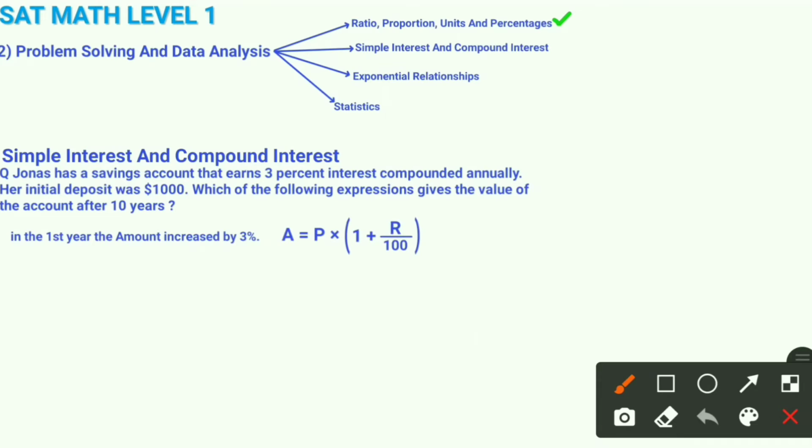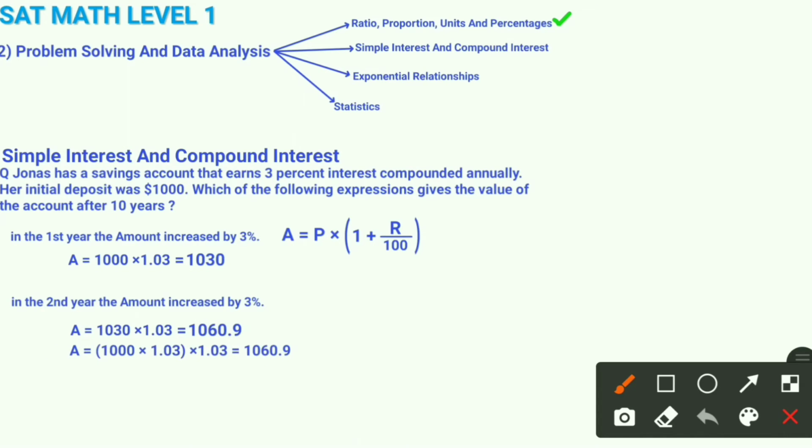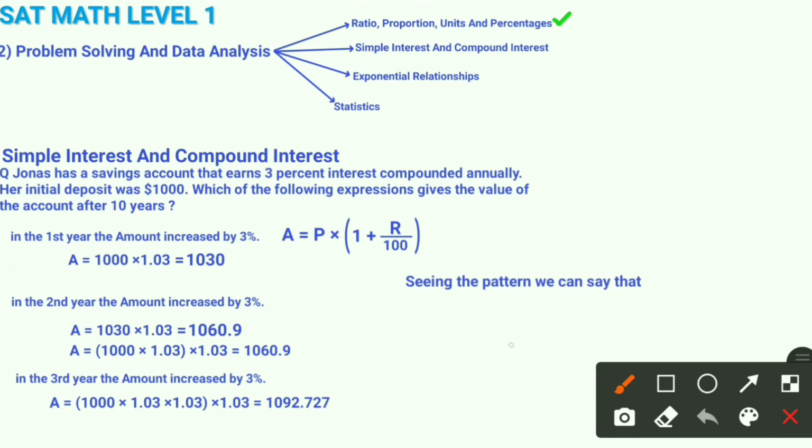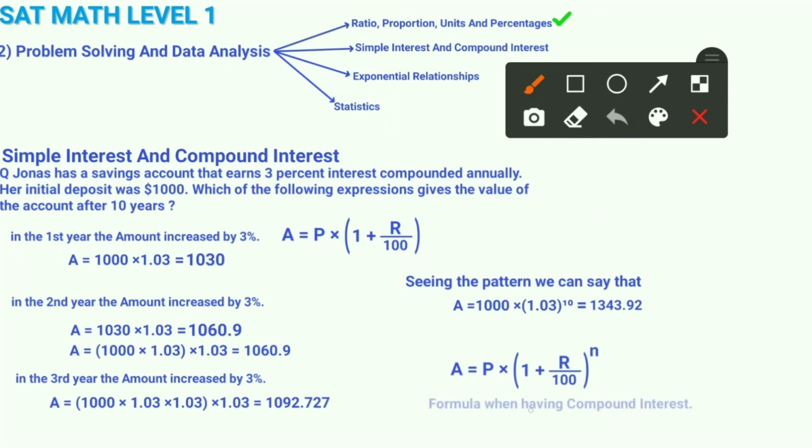In the first year, the amount increased by 3%, and we will use this formula. Okay, so in the second year, the amount increased by 3%. Again, in the third year, the amount increased by 3%. Seeing the pattern, we can say that, and this is the formula when having compound interest.